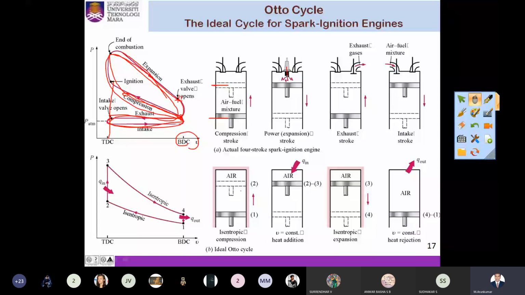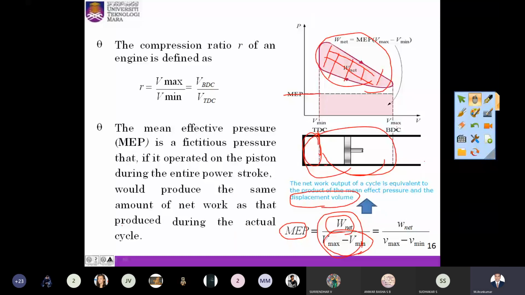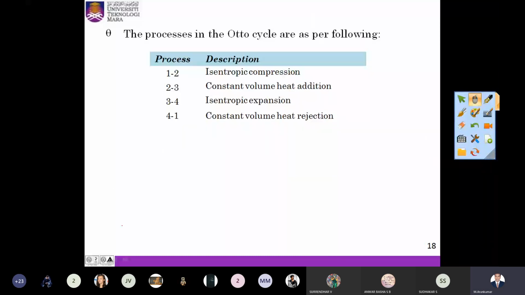So again we have isentropic compression, then constant heat addition, then isentropic expansion, then constant heat ejection. That is for your Carnot cycles. So this is your PV diagram. This is a PV diagram of a Carnot cycle that we saw in the earlier slides. Right. So like the Carnot cycle, we have the processes of the Otto cycle here.